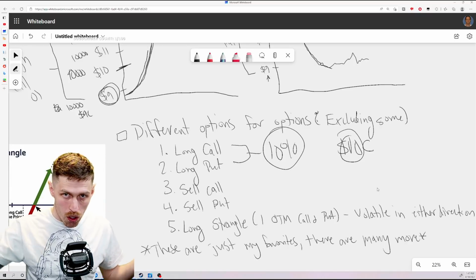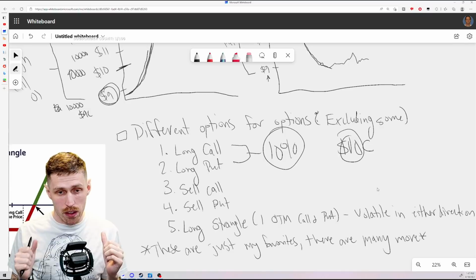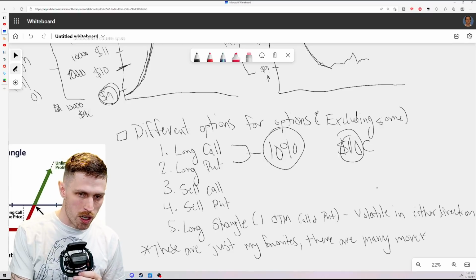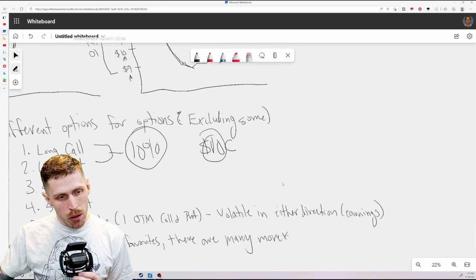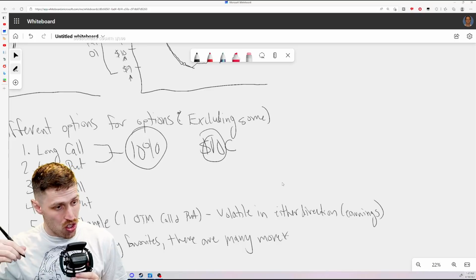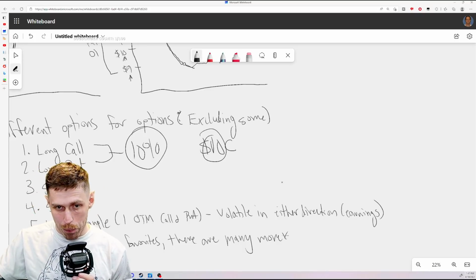Long call, long put, we spent a lot of time going over. Selling calls, selling puts, if you want to go over that again, go back to it. But I find these to be the most useful for two sort of things, right? If you want to hedge a position, I never short things, all right? So I've never shorted a stock. I don't want to short a stock. It's not of interest to me. So if I'm to hedge a position, I would do it with a long put.